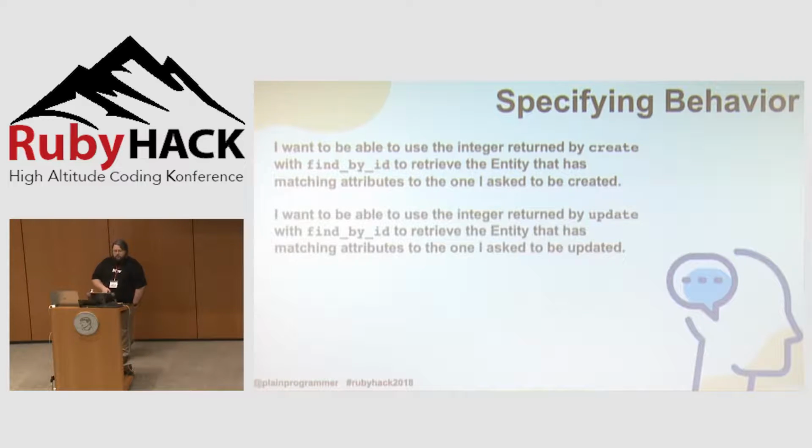Further, I want to be able to use the integer that's returned by update for the same purpose and be able to get back the object that I expect. Right? This is behavioral safety. This is going well beyond what any type safety system is going to provide us. And it represents what we actually care about in the system.